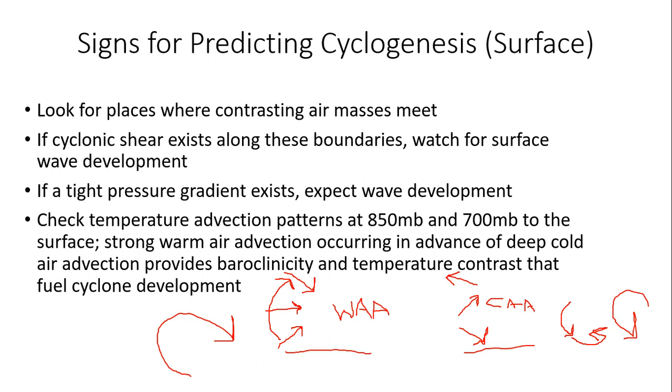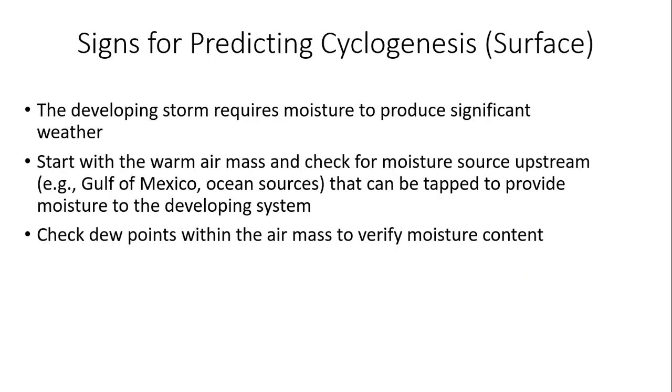So you want to check the temperature advection patterns. Strong warm air advection occurring in advance of deep cold air advection sets the stage for increased baroclinicity, the temperature contrast that fuels cyclone development. Additionally, the developing storm requires moisture to produce significant weather. You have to have that lift, but most importantly you have to have enough moisture to be lifted in the atmosphere.